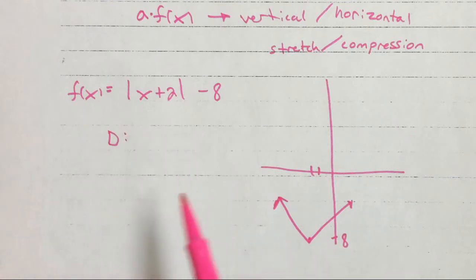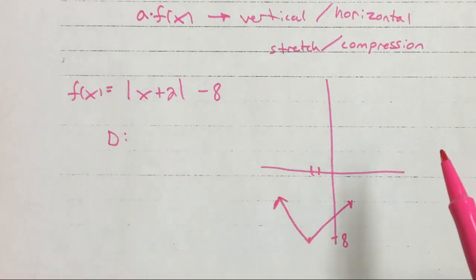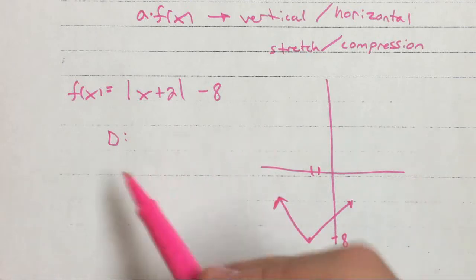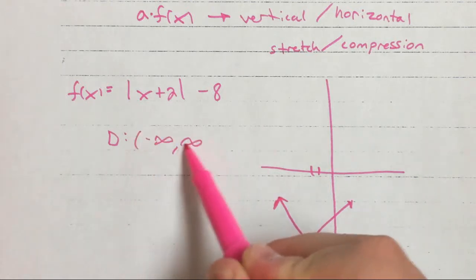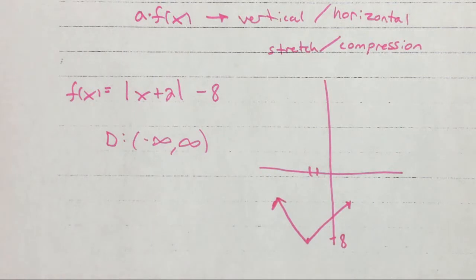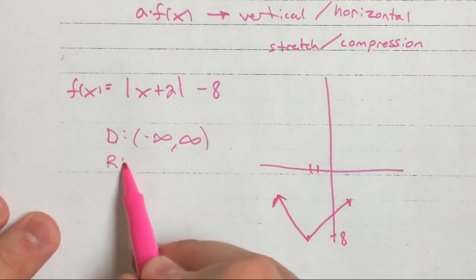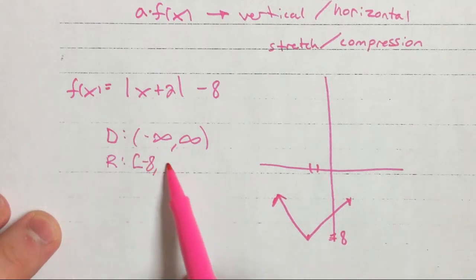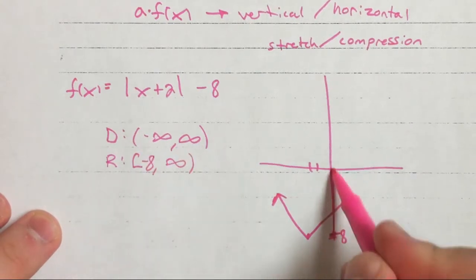What would the domain be? Yep. I don't know if you noticed, but the only functions we've talked about so far that don't have a domain of all real numbers were the square root and the hyperbola. But the linear, quadratic, cubic, and absolute value all had a domain of all real numbers. What would the range be for this one? Bracket. Yeah, that's right. Starting at negative 8 and going up to infinity. Good.